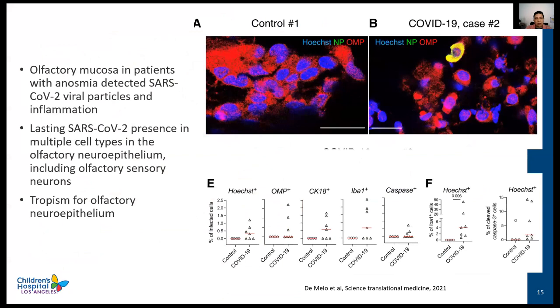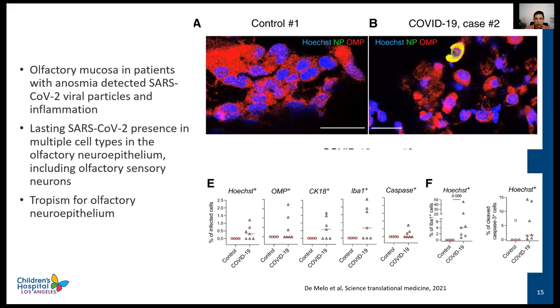Another really interesting and very debilitating symptom of PASC has been decreased sense of smell, or hyposmia. This study looked at olfactory mucosa in patients with anosmia, and they found SARS-CoV-2 viral particles and signs of inflammation, again, several months after the SARS-CoV-2 infection within the olfactory mucosa.